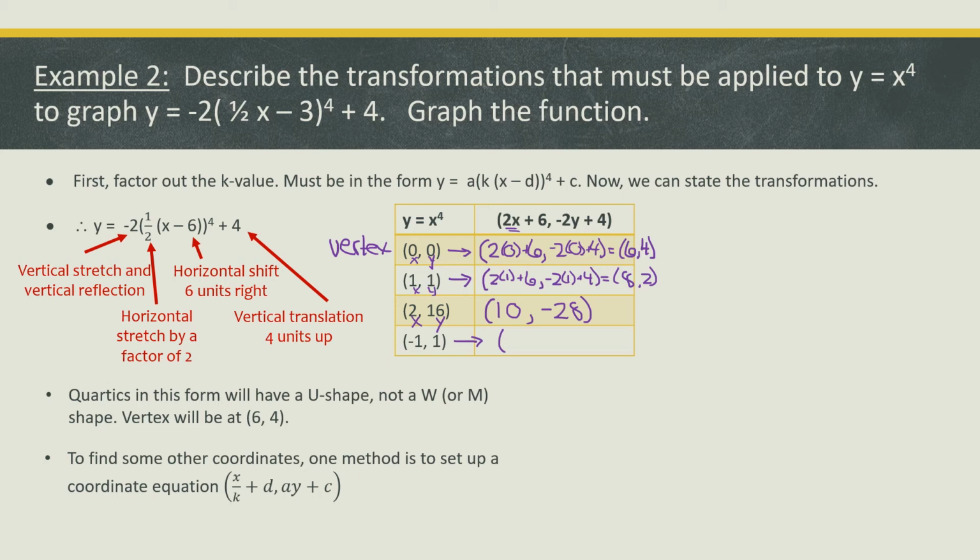Negative 1 times 2 is negative 2, plus 6, 4. 1 times negative 2 is negative 2, plus 4 is 2.